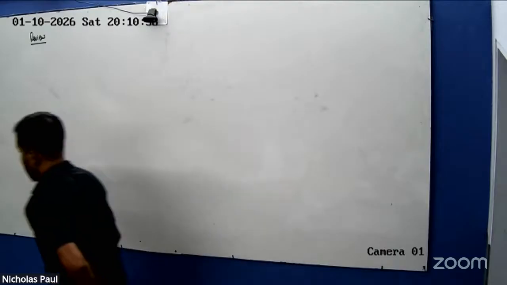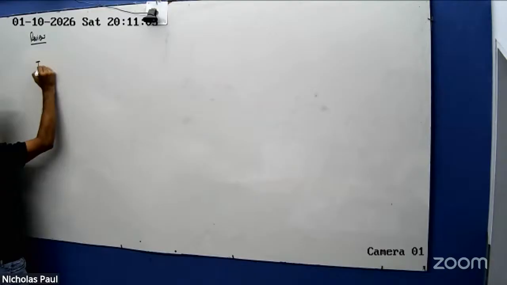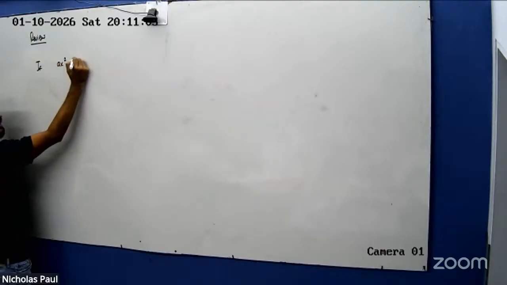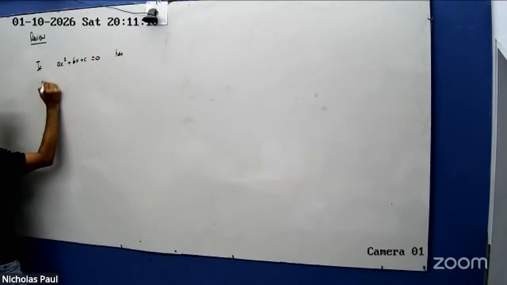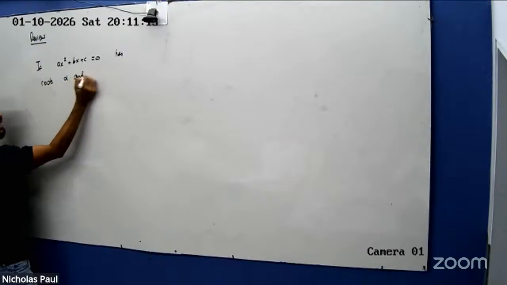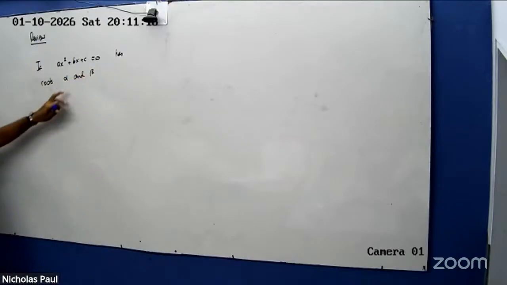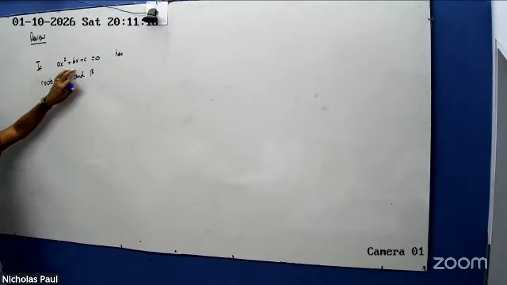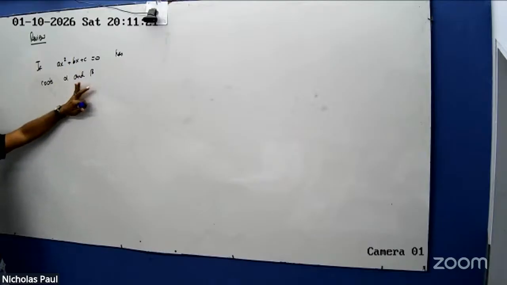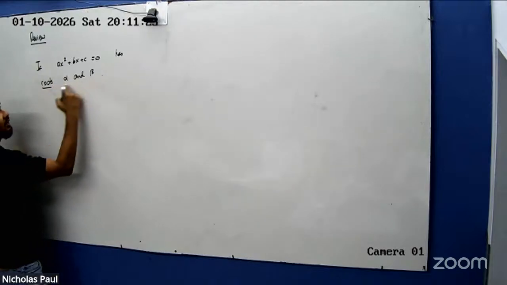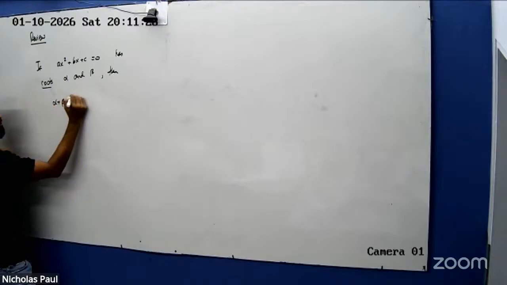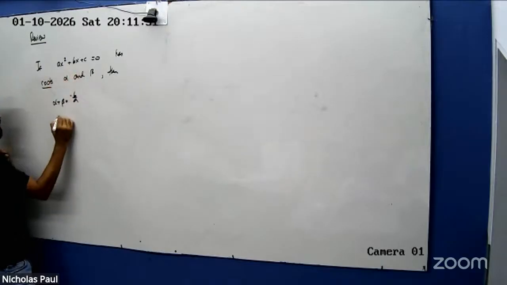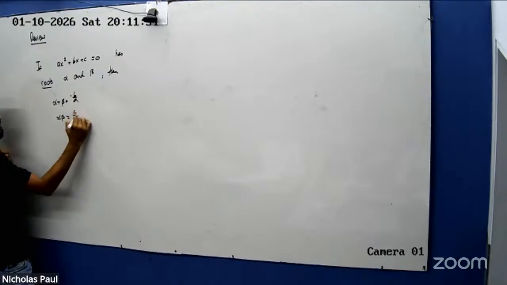Right. So just a quick review of what we did last day. Last day we said that if a quadratic ax squared plus bx plus c equal to 0 has roots alpha and beta, right? All these things mean is if you solve a quadratic, you get two values. Those are called the roots. That's all. If the roots are alpha and beta, then alpha plus beta is minus b on a, and alpha by beta is c on a.